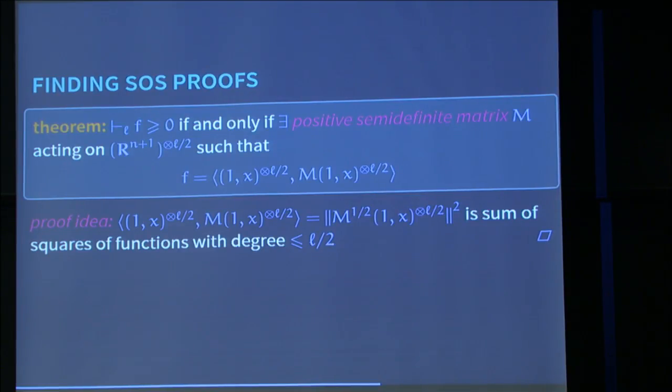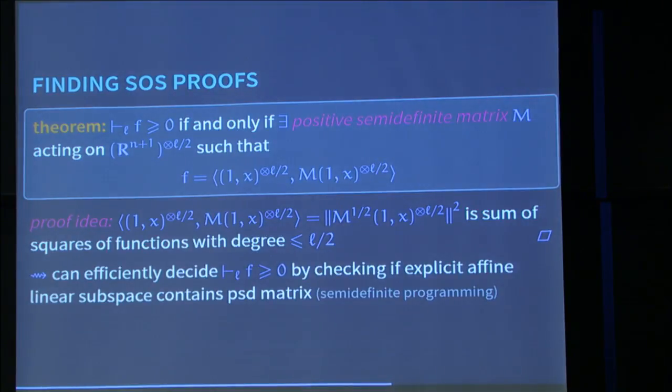Okay, right. And this fact really is at the heart of why you can find sum of squares proofs efficiently if they exist. The reason is that the set of matrices that satisfy this equation will be an affine linear subspace of matrices. So that means that to check whether this proof exists, we have a semi-definite program.